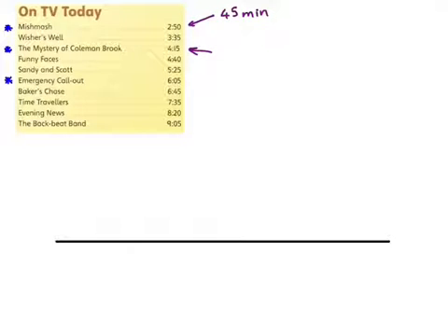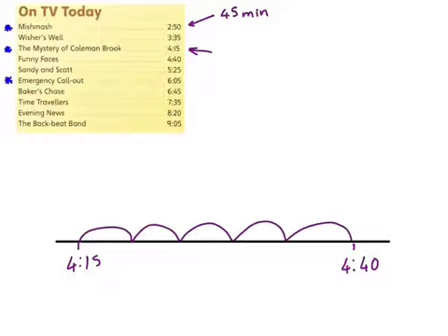So it starts at 4:15 and it ends when Funny Faces starts at 4:40. 4:15 to 4:40. Well, those are both 4 o'clock numbers. There is no middle hour. I've just got to get from 15 to 40. So 15, 20, 25, 30, 35, 40. It's 5, 10, 15, 20, 25. It's 25. But 25 what? 25 minutes.